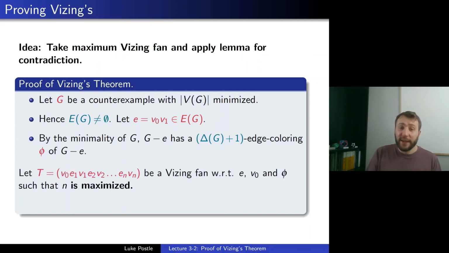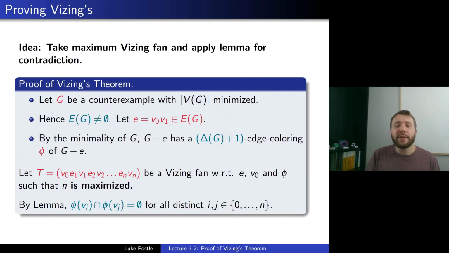But first we'll take a fan. We'll let T be this Vizing fan with respect to e, v0, and φ, such that n is maximized. So as promised in the idea, I'm going to take a maximum fan from this v0, v1, and we'll go up to n there. And then what? Well, by our nice lemma about disjoint missing colors, φ-bar(vi) intersect φ-bar(vj) is empty, for all distinct i and j from 0 to n. So they all have disjoint missing colors in the Vizing fan.